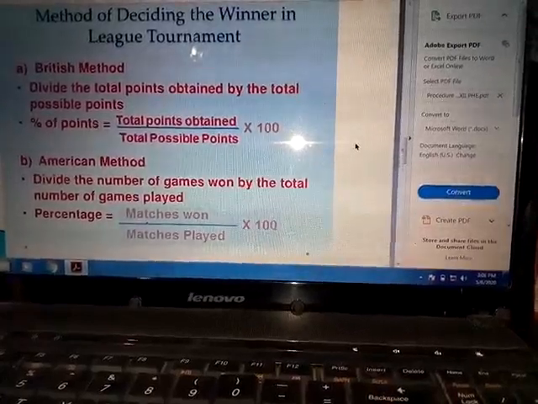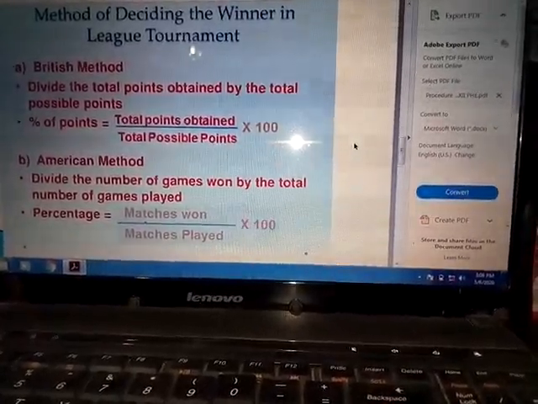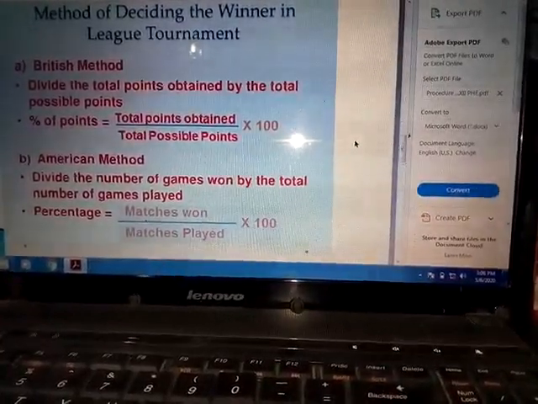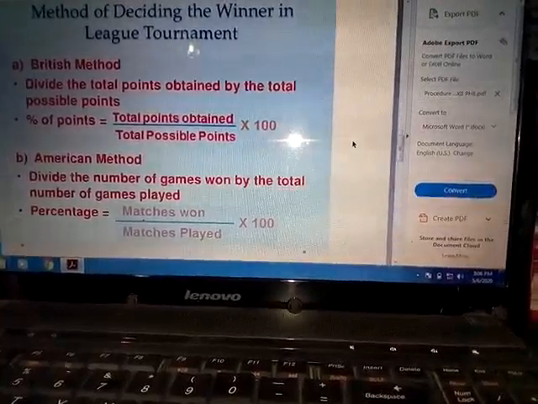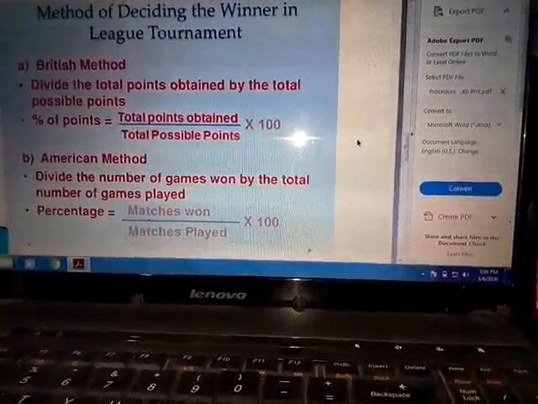Divide the number of games won by the total number of games played, for the percentage. That is, matches won divided by matches played, multiplied by 100. You can see in the next slides we are going to discuss the same methods.